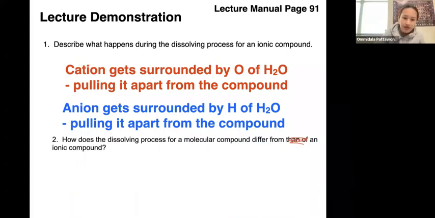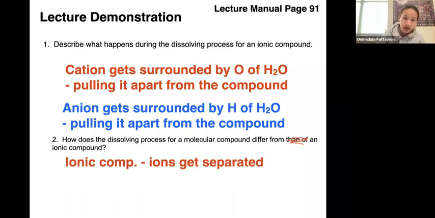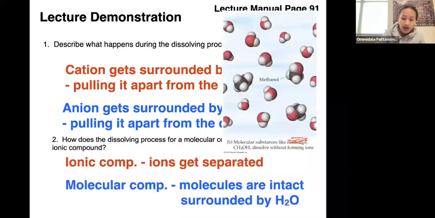Next, how does the dissolving process for a molecular compound differ from an ionic compound? For an ionic compound, as we see, the ions will get separated by water molecules. But for a molecular compound, the molecules are still going to stay intact. It's still going to be surrounded by water, but it's not going to dissociate.